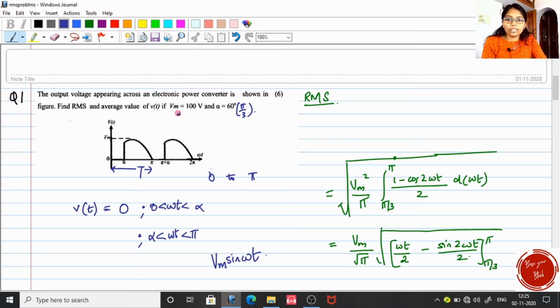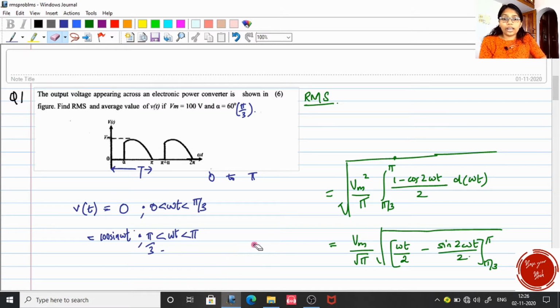So here the maximum value is 100, so it is 100 sine omega t. This is your graph ranging from alpha to pi, and alpha value is pi by 3, so let's substitute alpha also there, pi by 3. So this becomes your graph equation. Now let's move on to write the RMS value.